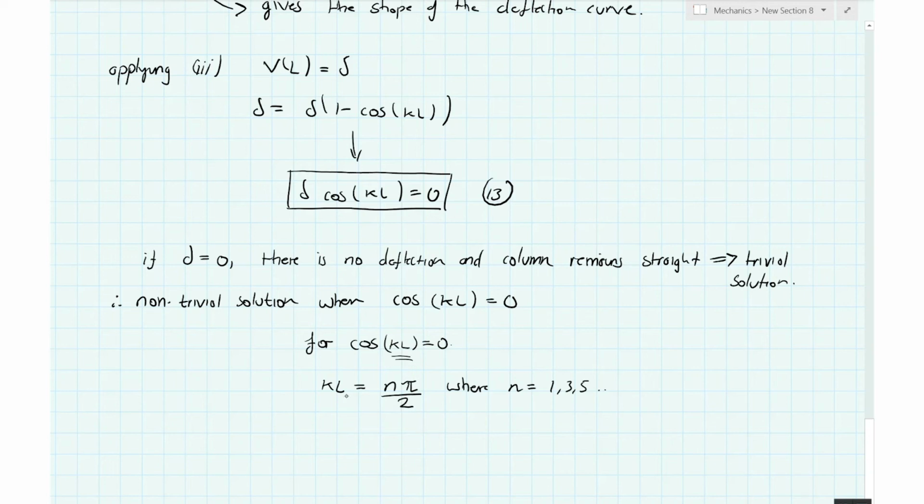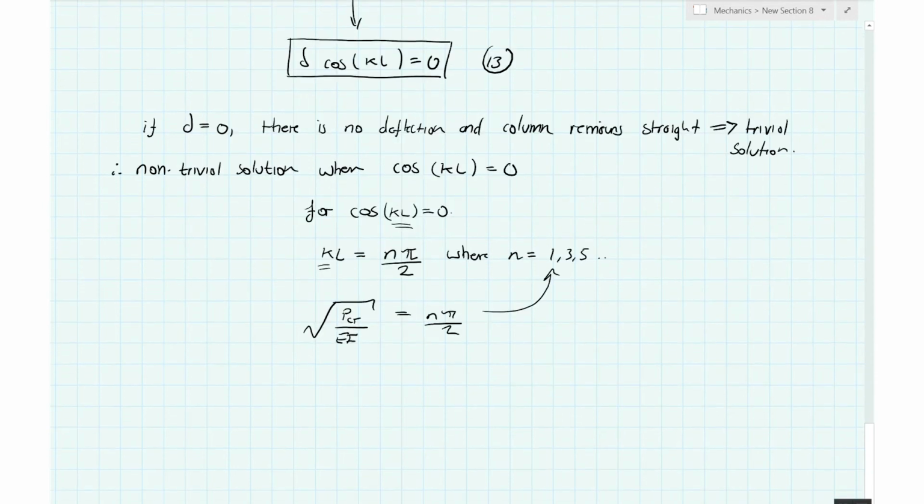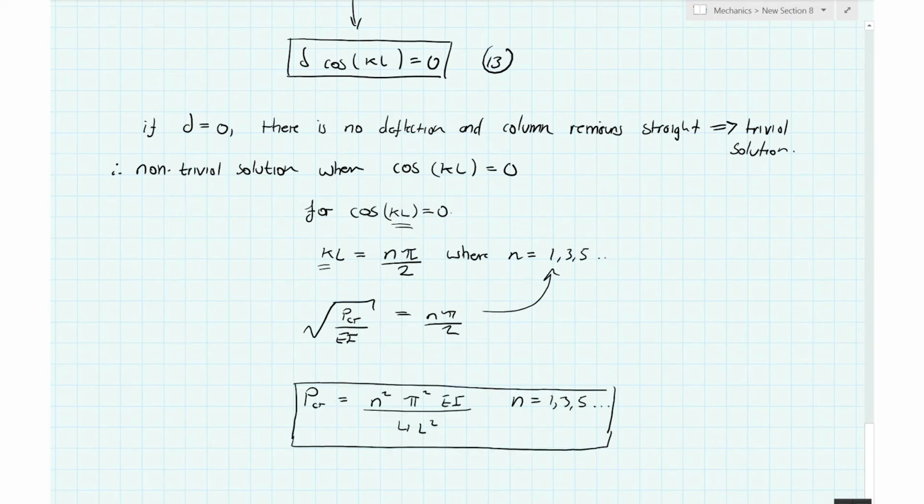And so we can replace our k with what we originally replaced it with, and we can say that the square root of PCR over EI is equal to n pi over 2 for those values of n. Okay, and then rearranging to make PCR the subject of the equation. Excellent. What's this telling us?